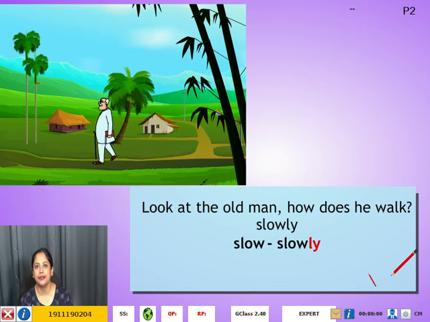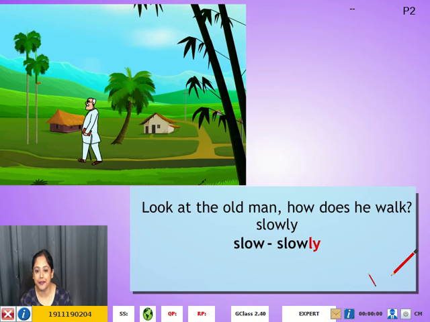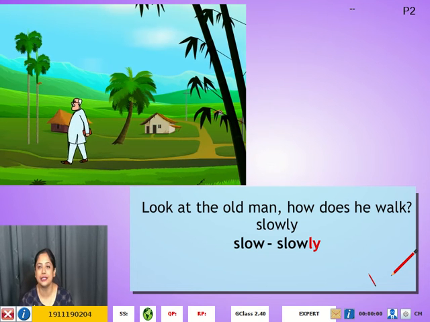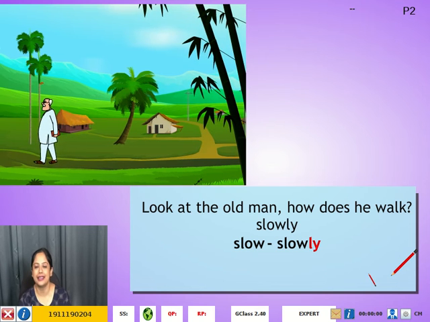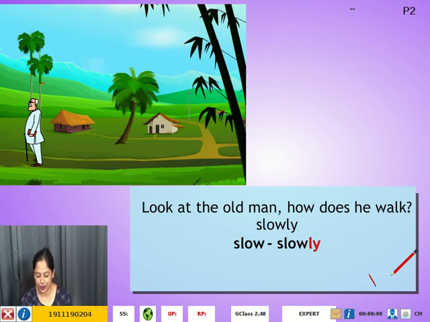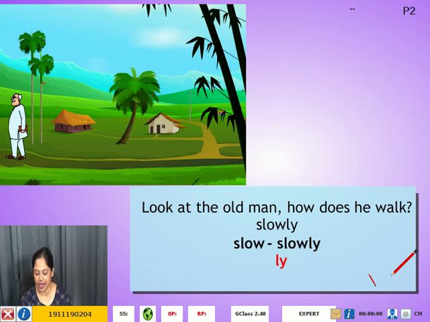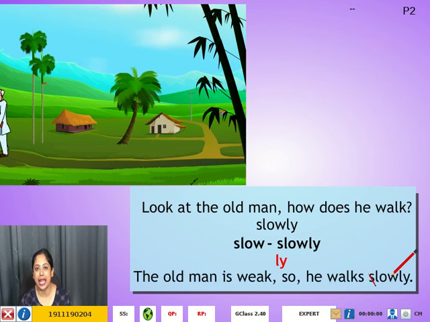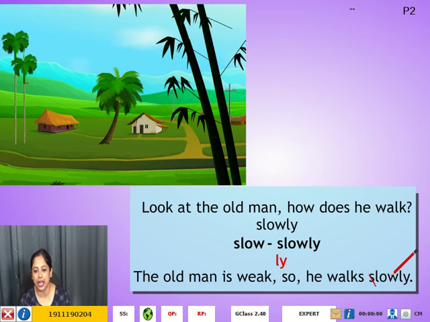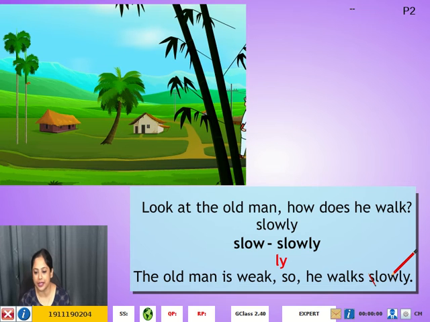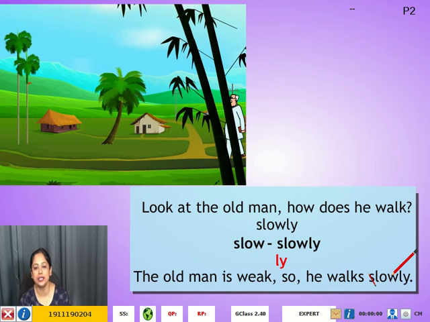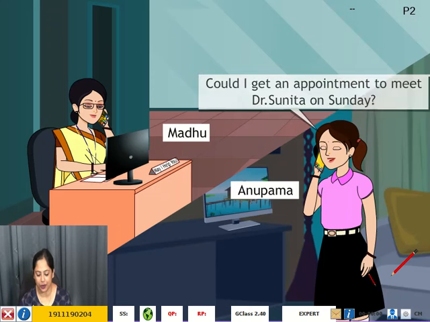And the suffix that we have used here, the letters which we have used to describe the way the man is walking, is L and Y. So, slowly, we have to include the letters L-Y along with the word slow to describe the way the old man was walking. The old man is weak, so he walks slowly. L-Y, ly is the suffix here.